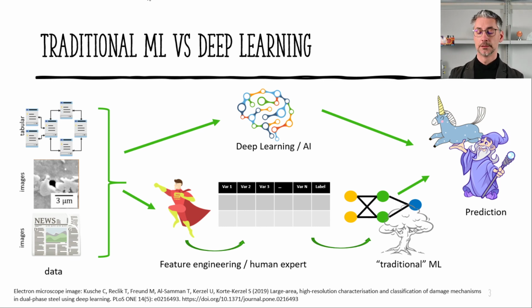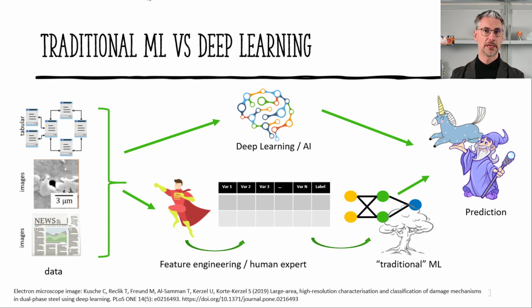So if we don't have structured data already, like images or text, we need to convert those into feature variables. This is called feature engineering, and this is done by a human expert. These are people who are very familiar with the domain we work on, and they can, for example, extract key elements of the image and translate this into numerical values. So at the end, we have a table.